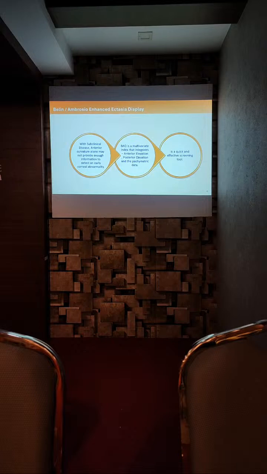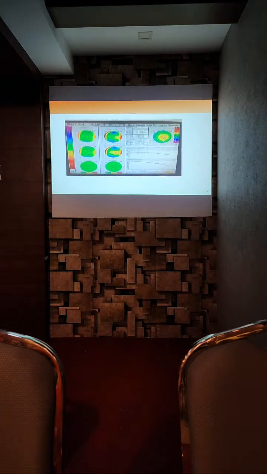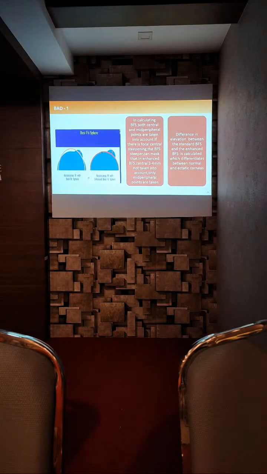Usually in an elevation map we are only considering the anterior surface, but that is not enough. So in the BAD display we are considering anterior elevation, posterior elevation and pachymetric data. So this is the BAD display. There is actually BAD 1 and BAD 2. BAD 1 is this, I mean everyone will be able to see, and BAD 2 is this lower portion. So this is the most important concept we are discussing, BAD 1.